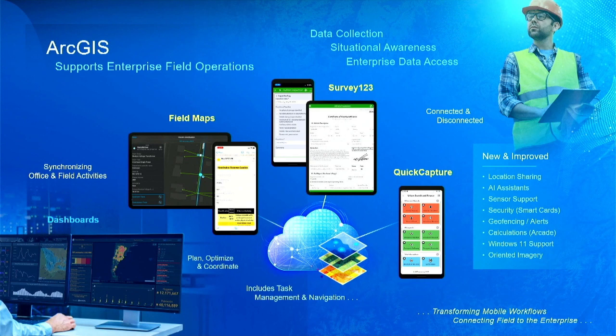Field Maps is our map-centric viewer, which runs on smartphones and tablets. Survey123 is a form-centric view of the same data for data capture and updates. And then we've got Quick Capture, the third part of the set of applications, which has a radically different interface, with in many cases no map at all. I think of it as like a TV remote control for GIS data capture. It's a great way to capture information rapidly when you're collecting lots of information, maybe from a moving vehicle, for example.